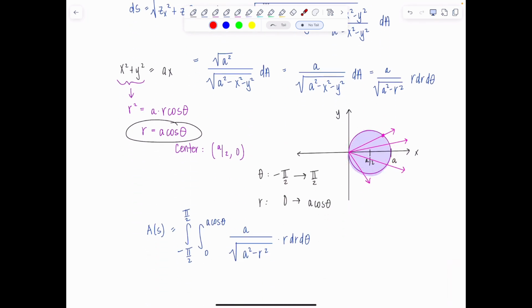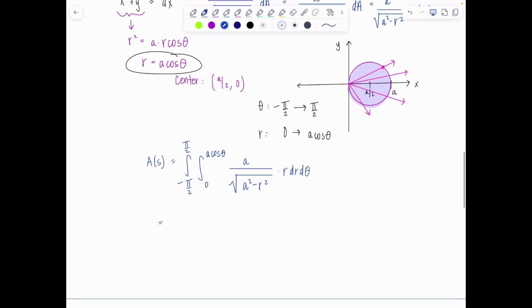If you imagine, here's the x-axis, y-axis, z is going up, and you're looking at the sphere, would the surface area accumulated from negative pi over 2 to 0 be equal to the surface area accumulated from 0 to pi over 2? Yes. So in that case, I can go ahead, double this, and then go 0 to pi over 2. Do you see?